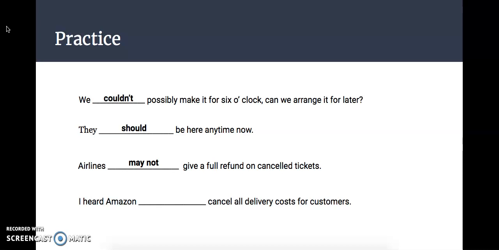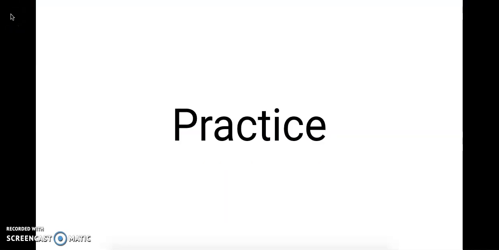The last one. I heard Amazon might cancel all delivery costs for customers. Again, this is a possibility, not sure, so it's very low certainty here. Okay, well done. Now it's time to further practice by going to your books. Go to your Q Skills 5, Reading and Writing, Unit 6, page 185.